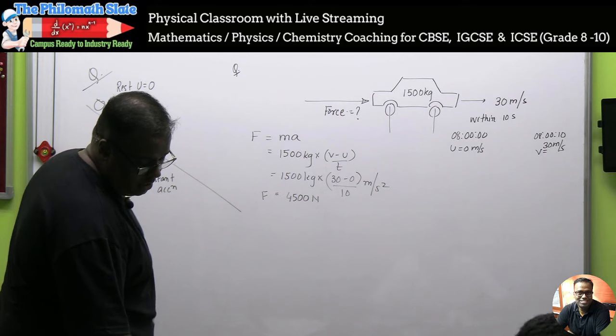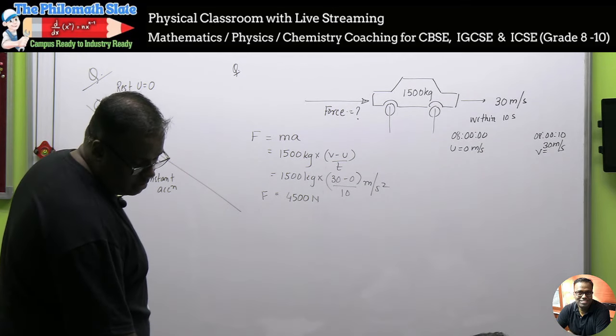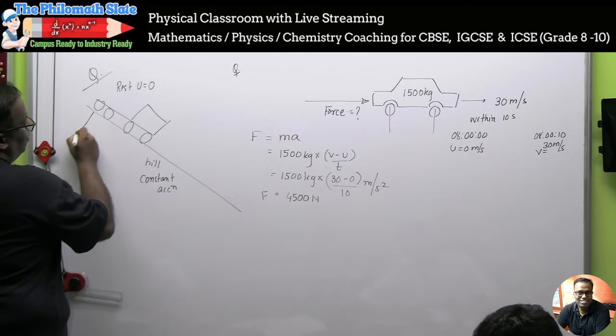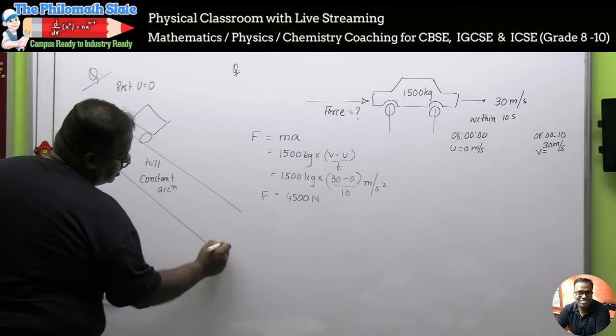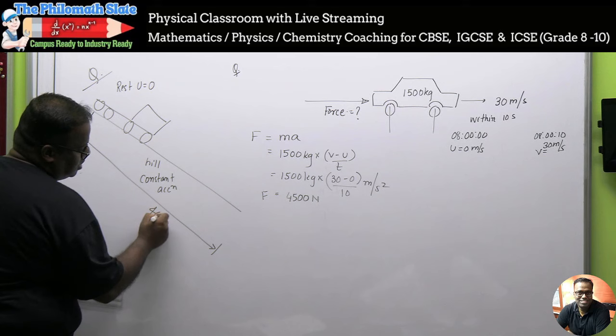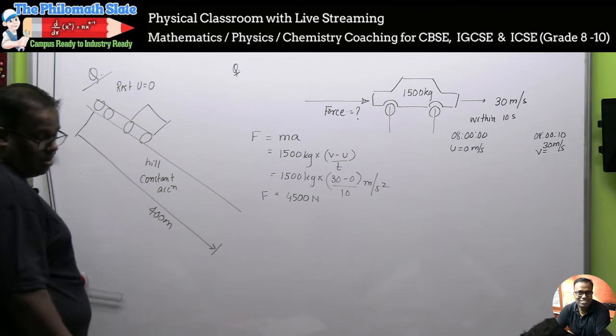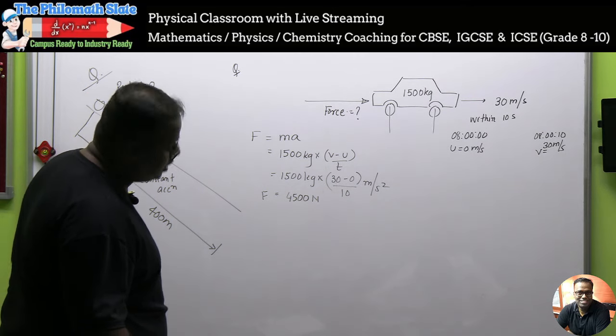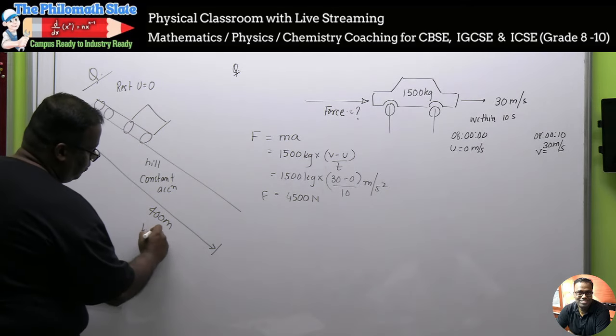ऐसे सोचने का. So it travels a distance of 400 meter. मतलब यहाँ से यहाँ ट्रक आ गया and this distance is 400 meter. The truck has traveled a distance of 400 meter, and the time taken for this is 20 seconds.